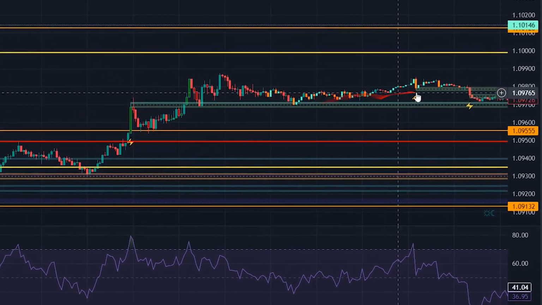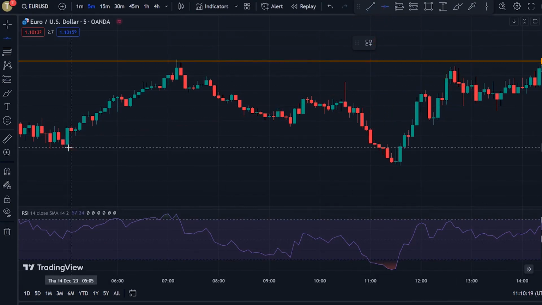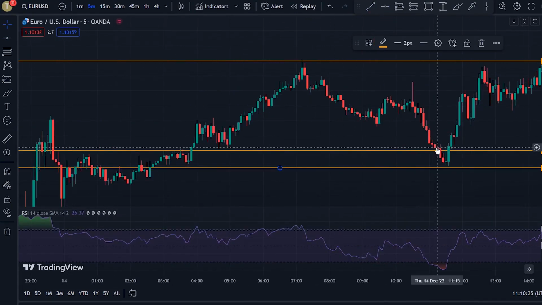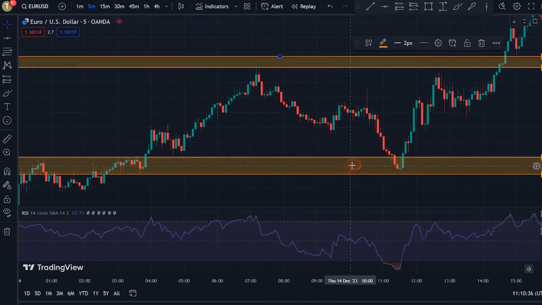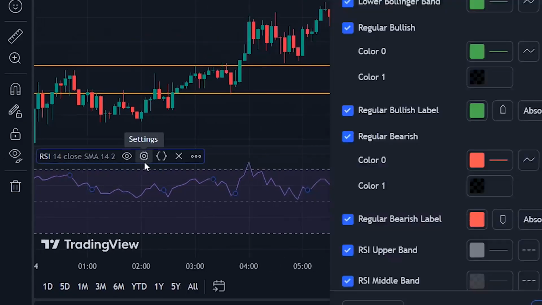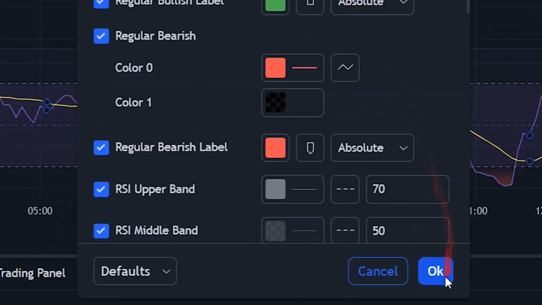Here I drew the support and resistance levels myself. As I said, it's better to draw them as levels rather than lines because they are more accurate. First of all, go to the indicator settings and add the yellow moving average line to the RSI.